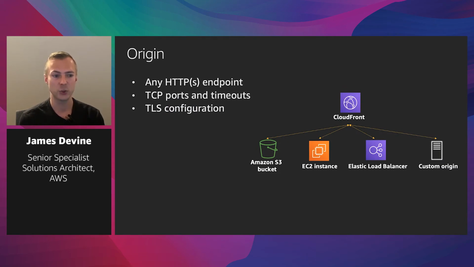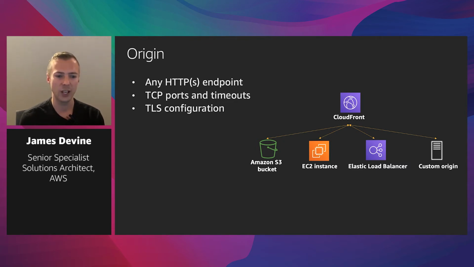Another key component is an origin. After we've created a distribution, that's when we add origins. This can be any HTTP or HTTPS endpoint. It can use different TCP ports. You can specify timeouts, and you can also specify the TLS configuration. So essentially anything with a public IP can be an origin here. We natively integrate with S3, so you can have an S3 bucket as an origin. You could use EC2 instances with elastic IP addresses as origins. It could be an elastic load balancer with public IPs.